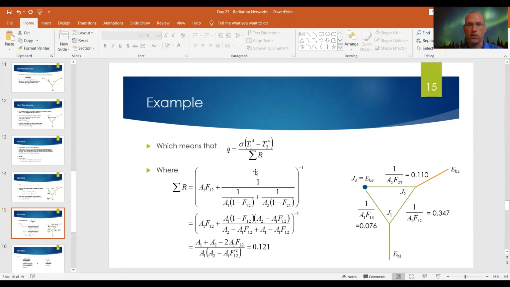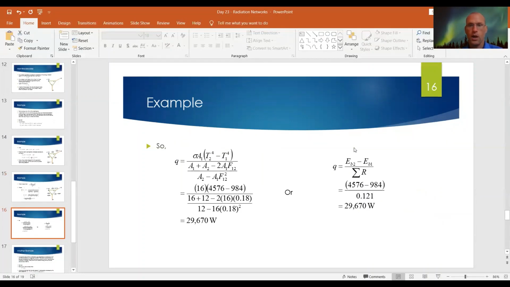So that's what I have here in ugly calculated variable form. But basically I have the option of my first one or the second one. So this would be 0.347, and then this would be those two added together. Grand total of that is 0.121 for my total resistance. And so either in ugly number form or easier form, EB2 was 4576, EB1 984, total resistance 0.121, gives me 29,670 watts for that guy.